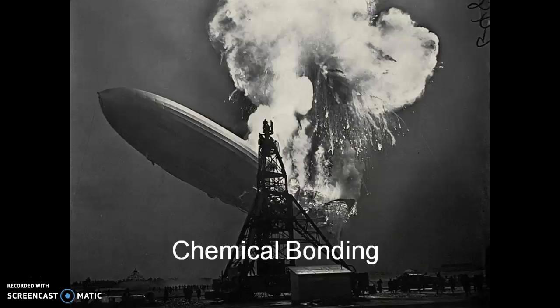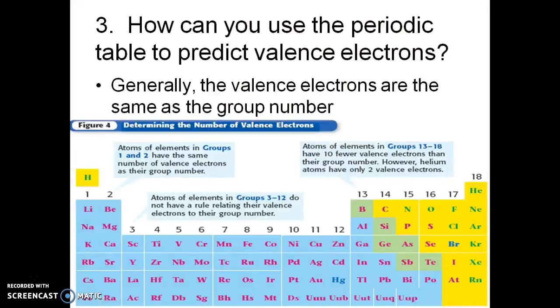We talked about valence electrons being those loosely held electrons in the outer energy level of an atom. These are the electrons that really affect chemical bonding or chemical reactions. And so in 8A, we left off getting ready to talk about question number 3. How can you use the periodic table to predict valence electrons?